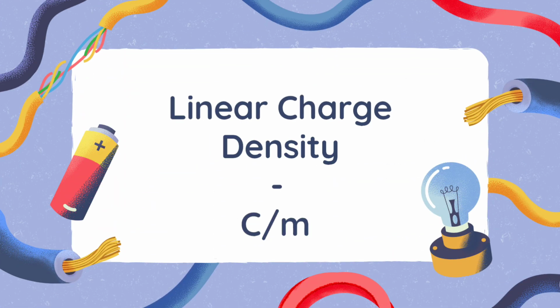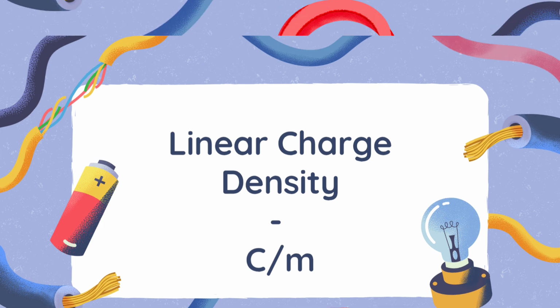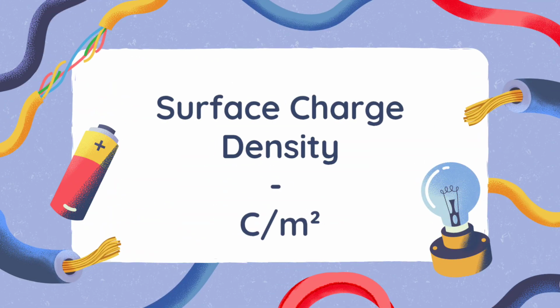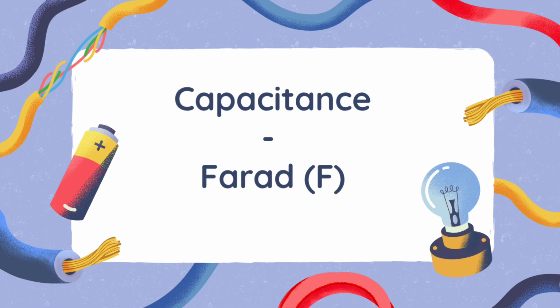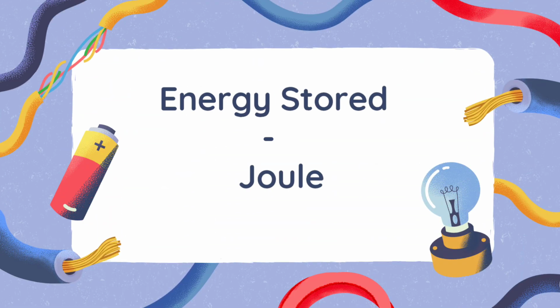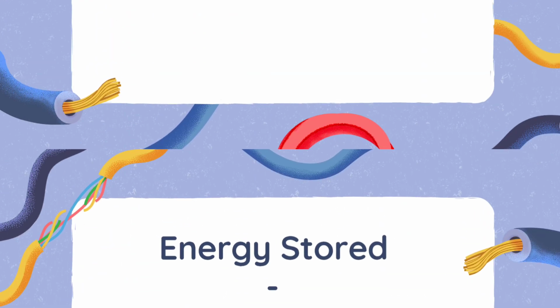SI unit of linear charge density is Coulomb per meter. SI unit of surface charge density is Coulomb per meter square. SI unit of volume charge density is Coulomb per meter cube. SI unit of capacitance is Farad. SI unit of energy stored is joule.